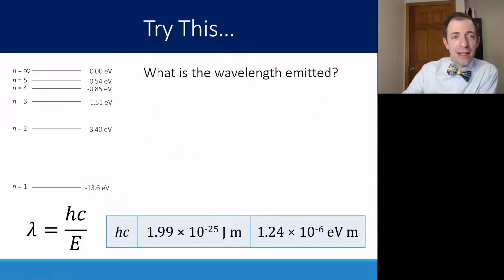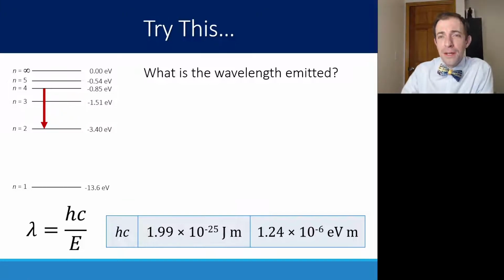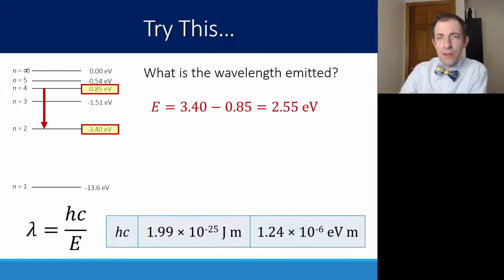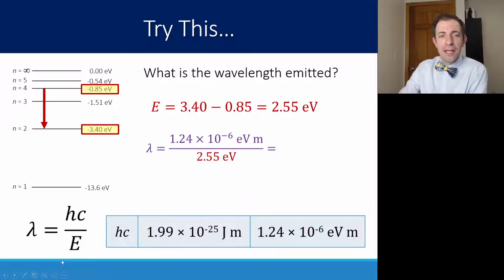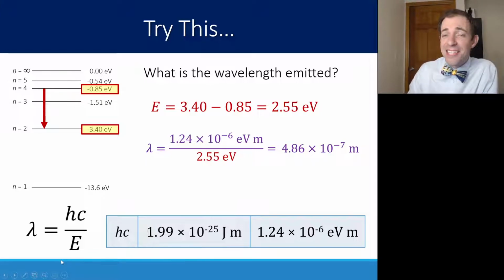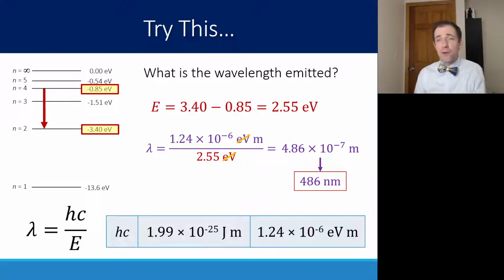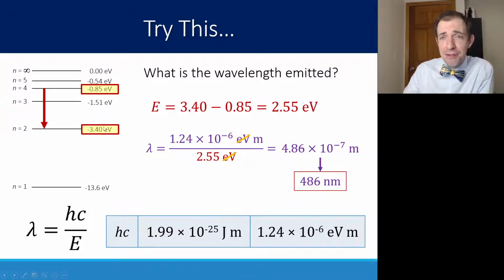So let's see another example here. Let's look at a transition from 4 to 2. Again, same idea that I can find that energy by just comparing where it started and where it ended. My total energy is 3.4 minus 0.85, so 2.55 electron volts. I can take that energy and plug it into this equation to find lambda is 4.86 times 10 to the negative 7th, or in nanometers, 486 nanometers. So if you're trying to figure out what wavelength is produced by a certain energy drop, just find the energy and then translate that energy into a wavelength using this relationship.